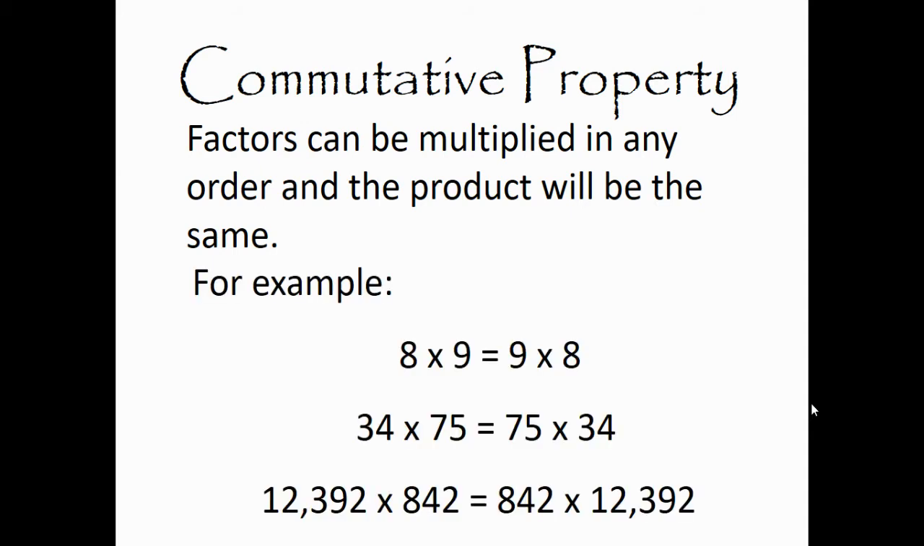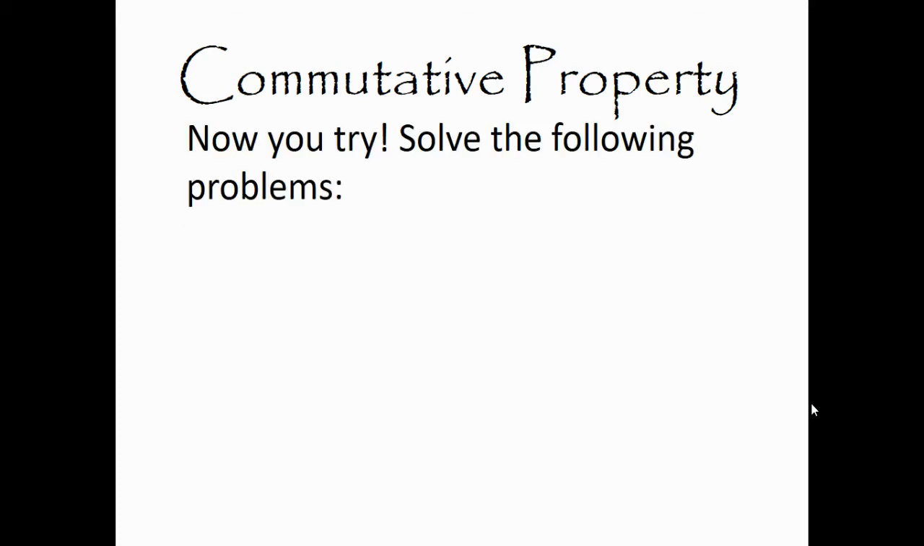Here are some examples. The commutative property says that 8 times 9 is the same as 9 times 8. You can move or flip-flop the numbers, and the answer, the product, will be the same. 34 times 75 is going to be the same as 75 times 34. 12,392 times 842 equals 842 times 12,392. Now you try. Solve the following problems.